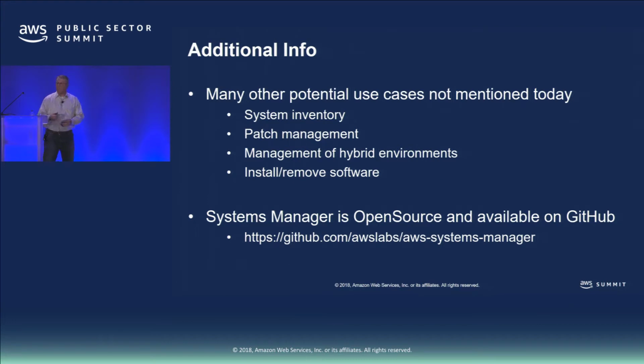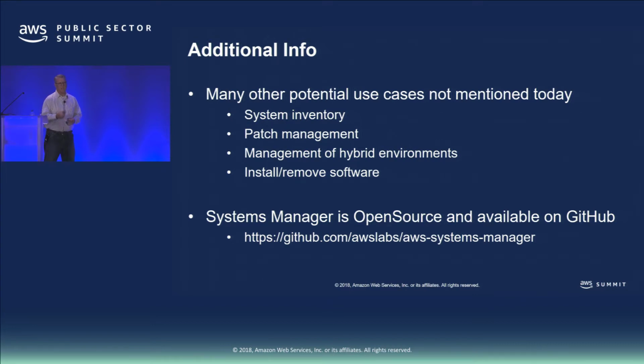So there are a lot of other use cases that we didn't cover today. Sohaib did talk a little bit about system inventory and patch management, as well as hybrid environments. I touched on earlier that our definition of hybrid environment is AWS and any other environment, whether that's your on-prem environment or resources in other cloud providers. All that is capable, and installing and removing software.